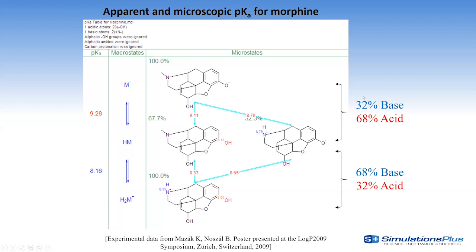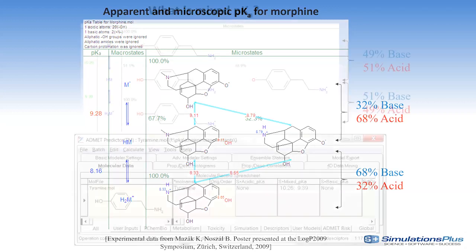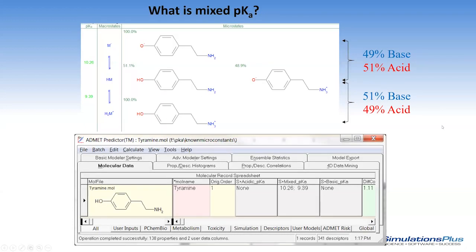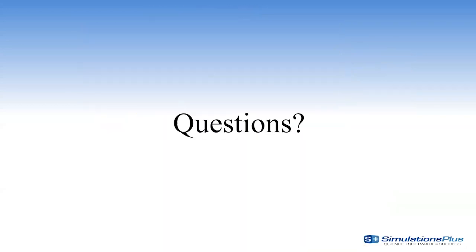For morphine, by the same token, you cannot have a pure acidic or basic transition. They're mixed. If they're mixed to the extreme, like tyramine, then you have what we call mixed pKa, and in our program, we have a separate column for those cases. In here, you have 51% acid, 40% base, and vice versa, right here. So I'm 2 minutes above time, so I'm stopping here and taking questions. Thank you very much.